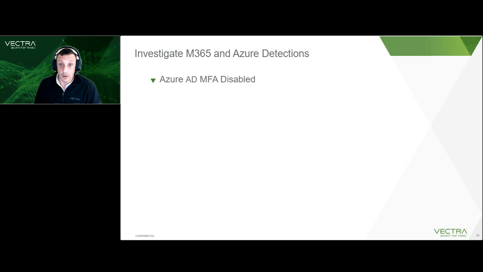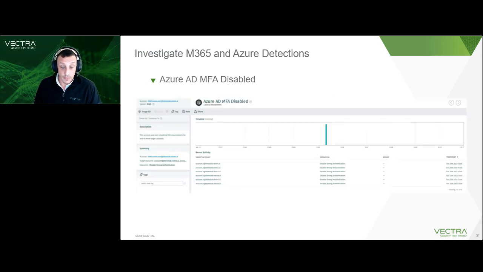Now, the next one we're going to look at will be an MFA disabled detection. Again, we can see in this detection that we have a number of accounts that have been observed. So we can see the target accounts, which are the accounts that have had the MFA disabled.